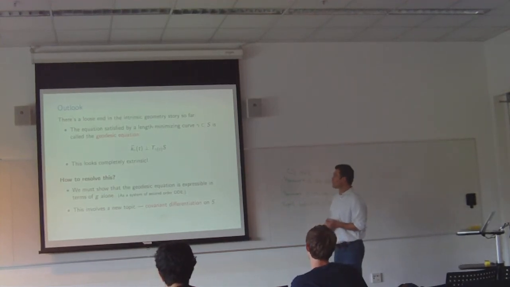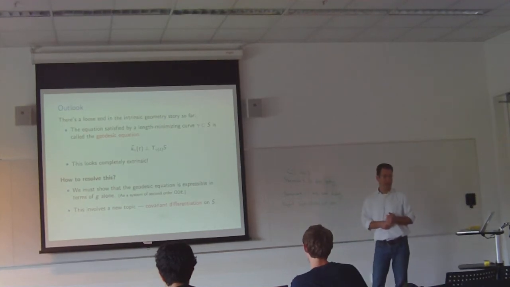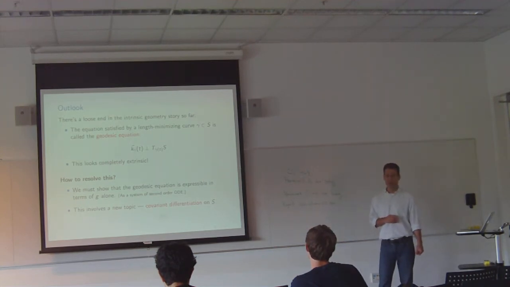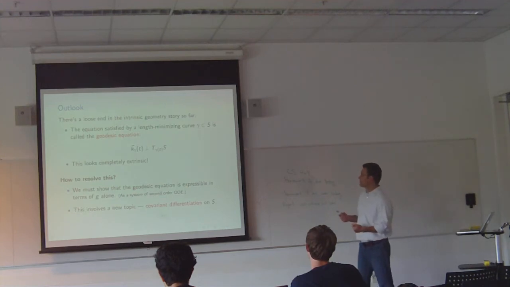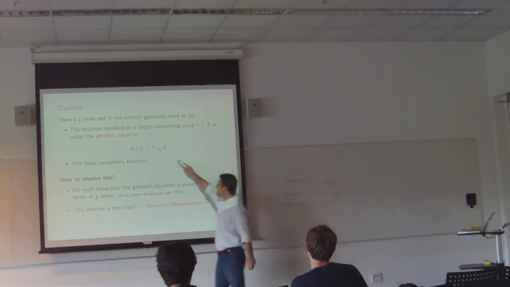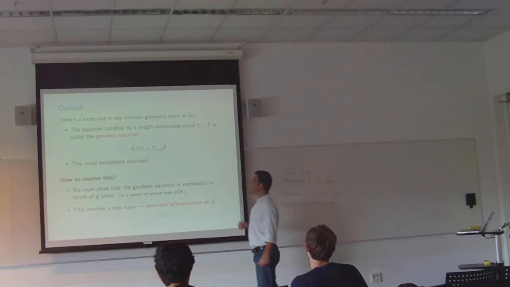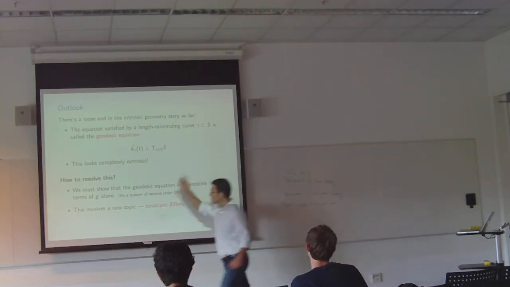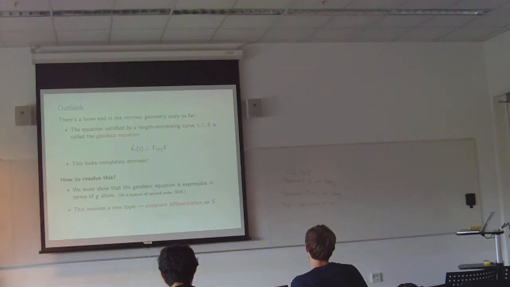So in last week's lecture, we derived the geodesic equation. Right? We derived the equation that a length minimizing path on the surface S has to satisfy. And that equation was the so-called geodesic equation. It says that the curvature vector is perpendicular to the surface. So since there's no picture on here, let me just draw that real quick.